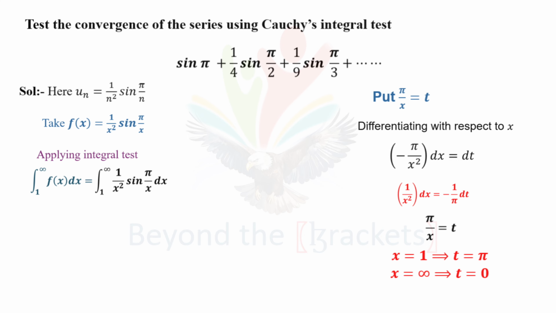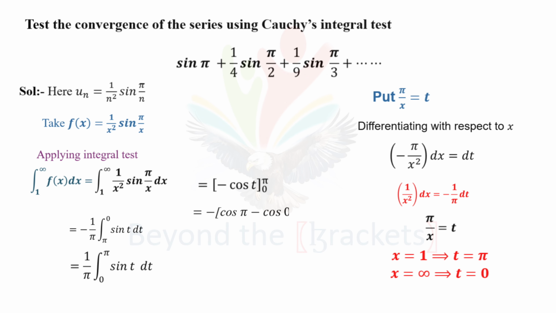Substituting these values, the integral becomes minus 1 by pi integral from pi to 0 of sin t dt. Notice that the negative sign flips the limits of integration, so we can rewrite it as 1 by pi integral from 0 to pi of sin t dt. Integrating this, the integration of sin t will be minus cos t. Applying the limits of integration, we get minus of cos pi minus cos 0, where cos pi is minus 1 and cos 0 is 1. This simplifies to 2, which is a finite value, so the given series is convergent.